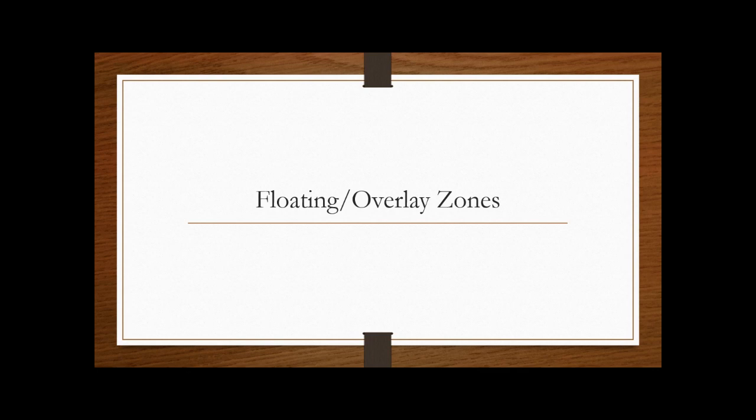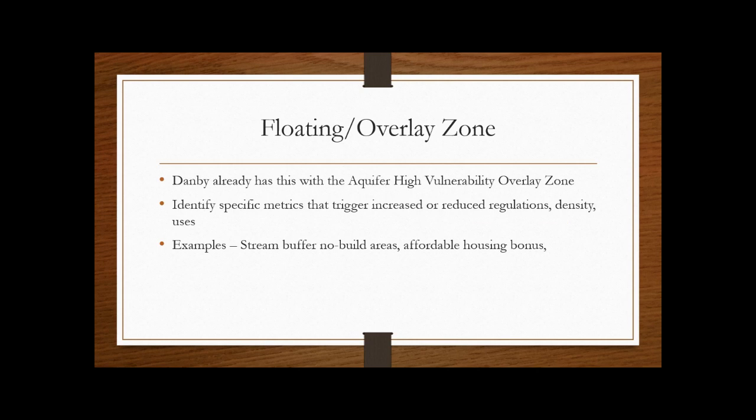So this one, I think a lot of you will be familiar with. Danby already has an overlay zone. It's the aquifer high vulnerability overlay zone. This was an area that was determined to have aquifers that could be damaged by development. It was mapped over the whole town. There are specific places where additional requirements apply on top of the underlying zoning. So it doesn't matter what zone you're in, if you are also in an aquifer high vulnerability overlay zone, there are additional requirements that are triggered by that.